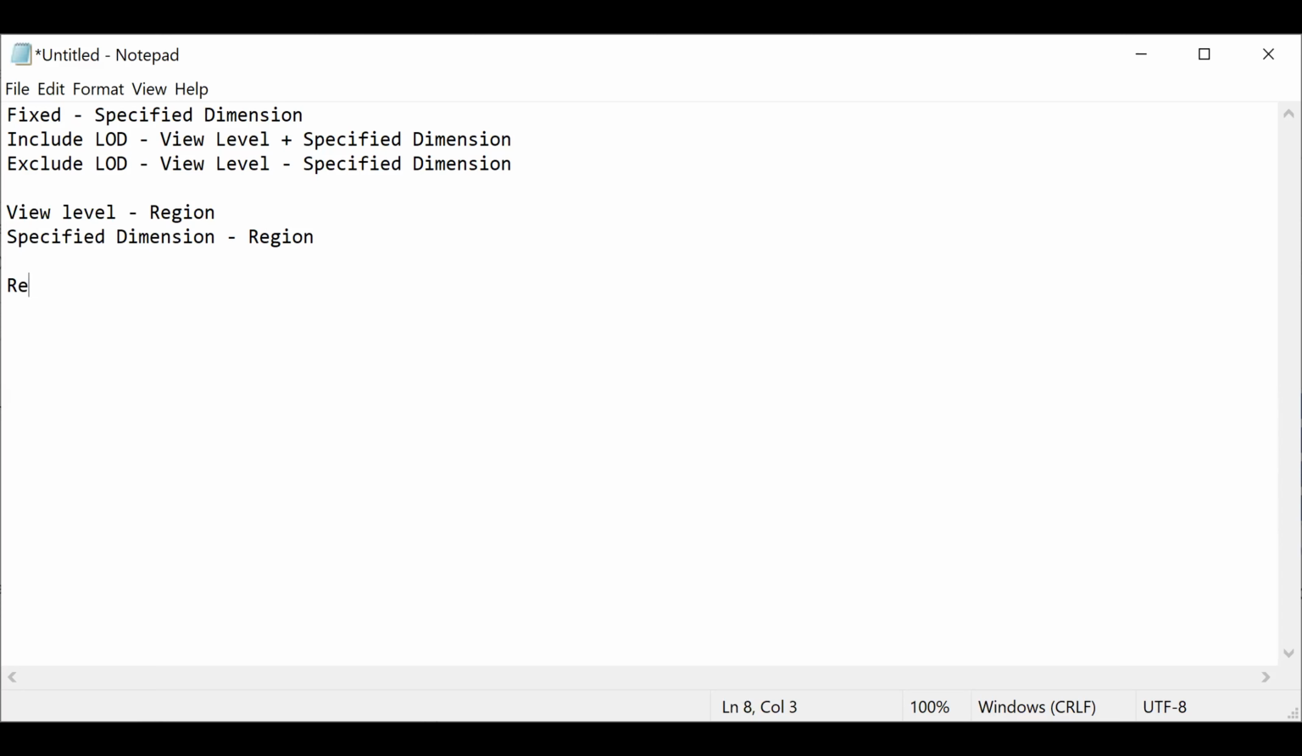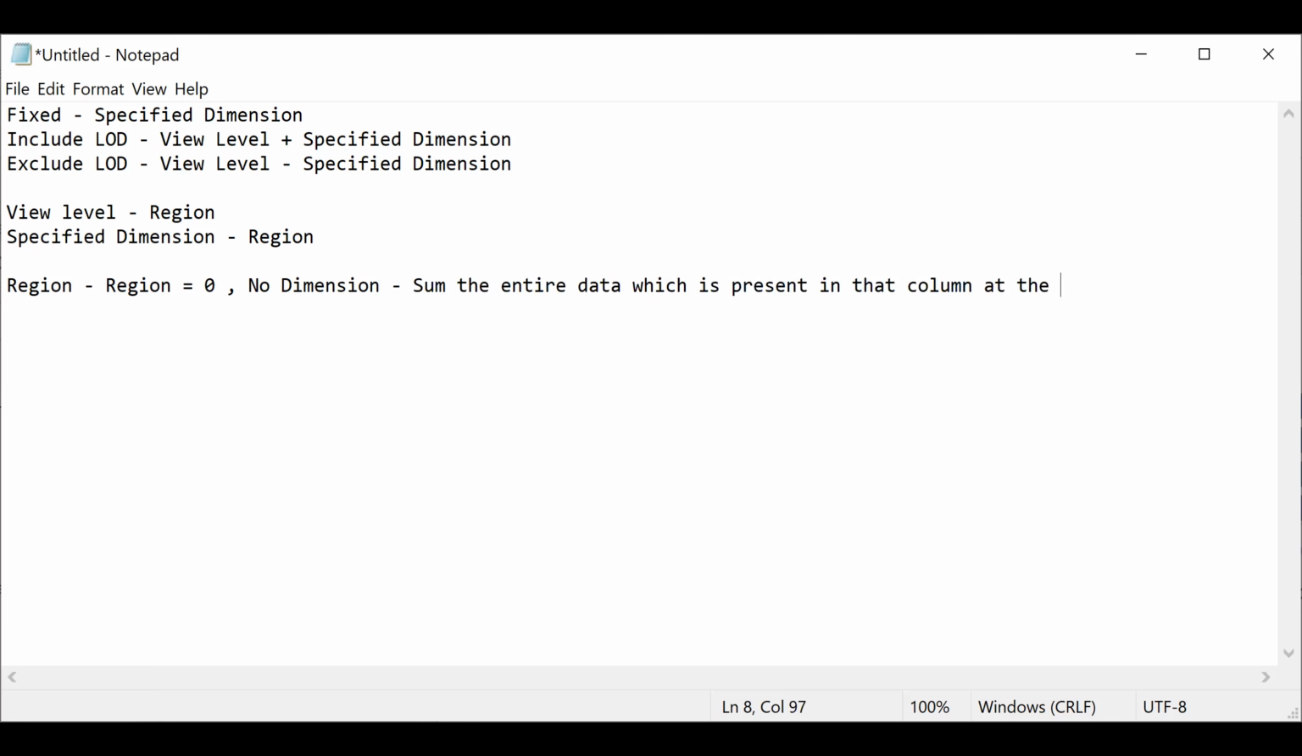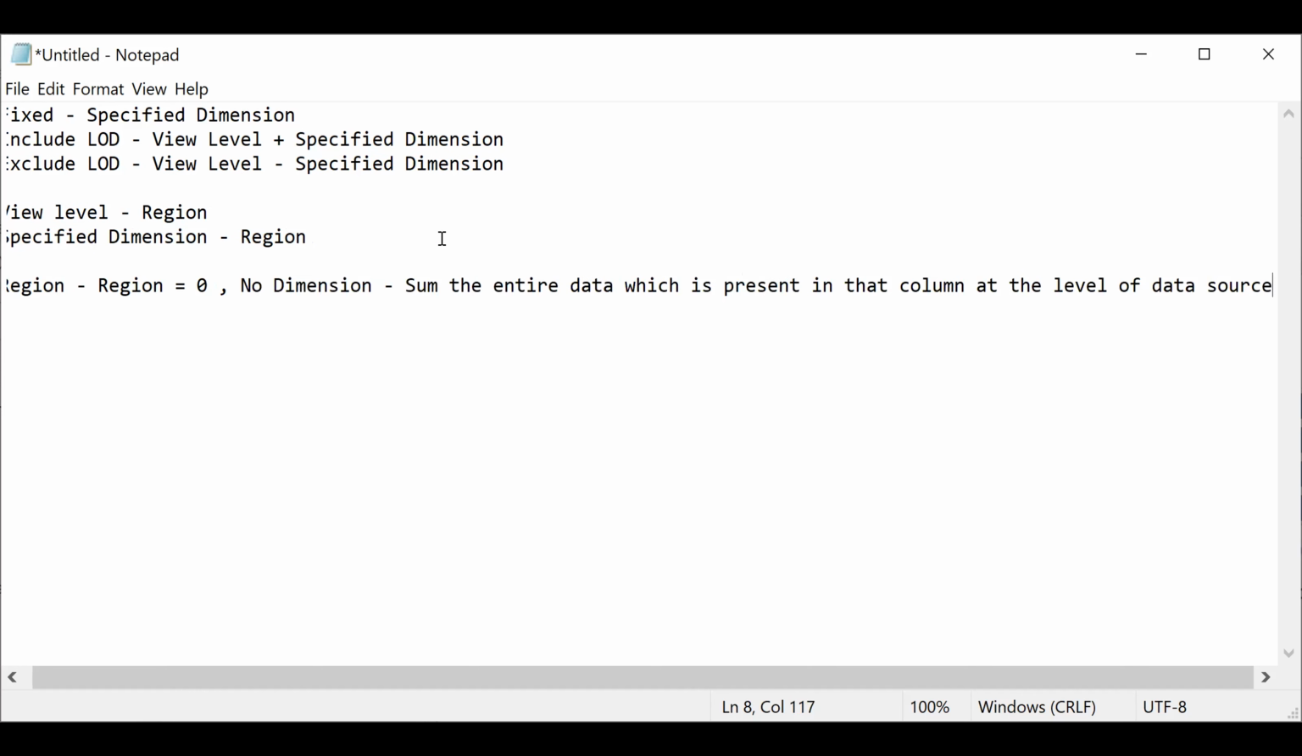So what will it do? Region minus region. What will it be? 0. 0 means no dimension. And when there is no dimension, it will sum the entire data present for that particular column at the level of the data source. Because there is no dimension, it will sum the data at the level of the data source.